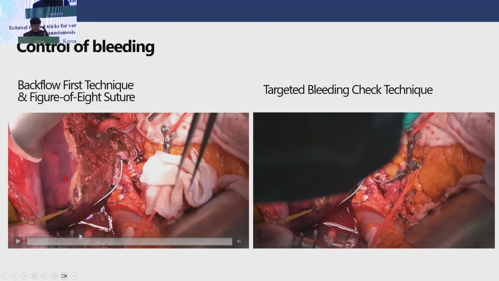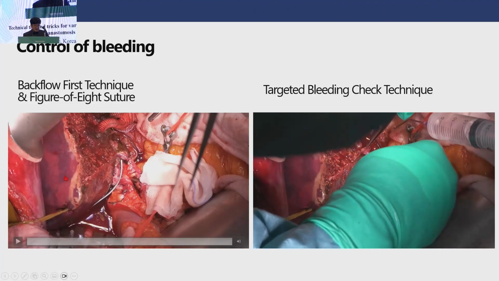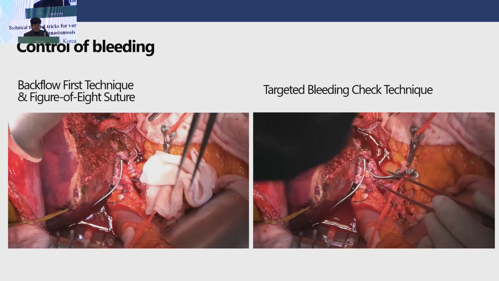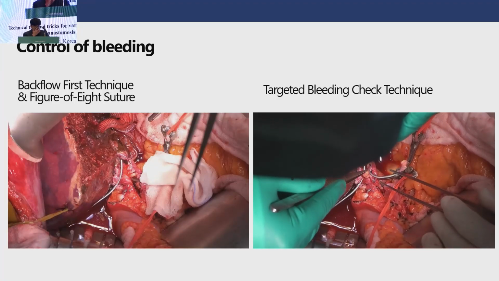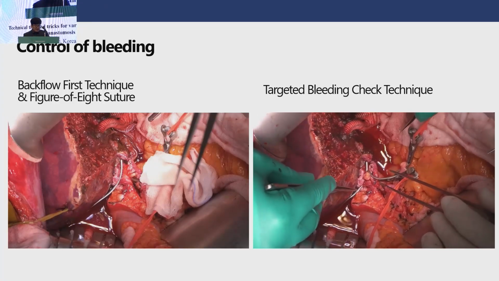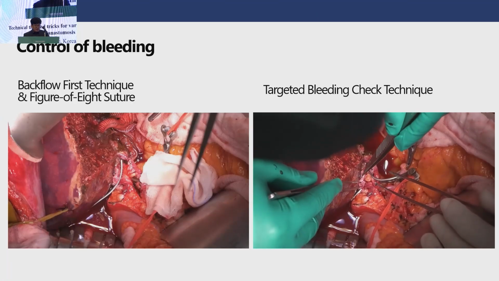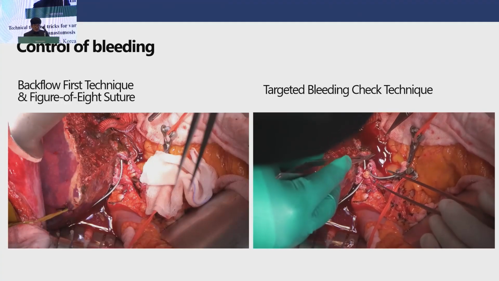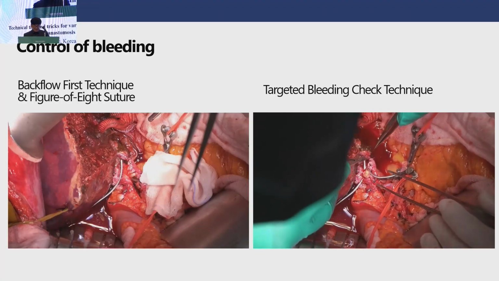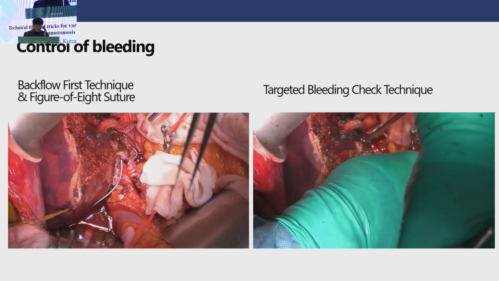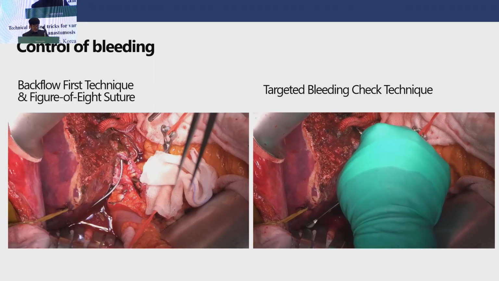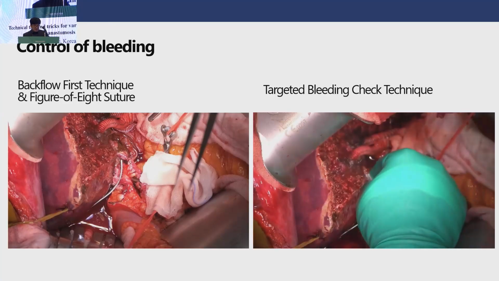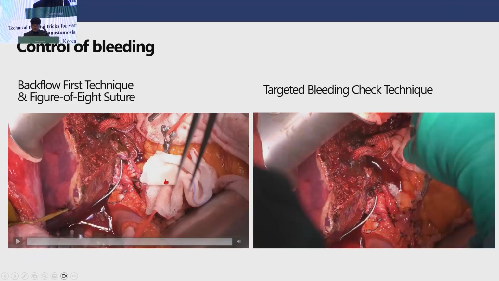As you can see on the right side, after confirming backflow and making sure there is no problem, we slightly release the inflow clamp to check for any bleeding point. Once the bleeding site is identified, we reapply the clamp and perform additional 8-0 sutures, which allows us to minimize unnecessary dissection and reduce the risk of injury. If there is only minimal bleeding from the needle puncture site, instead of further dissection, we simply apply a hemostatic agent with gentle compression.